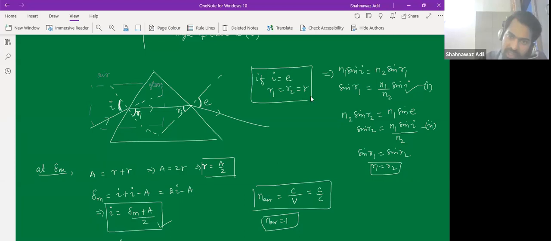So these are the two things that we got for the minimum angle of deviation. For minimum angle of deviation, I equals E, R1 equals R2. And then we use these Snell's law.